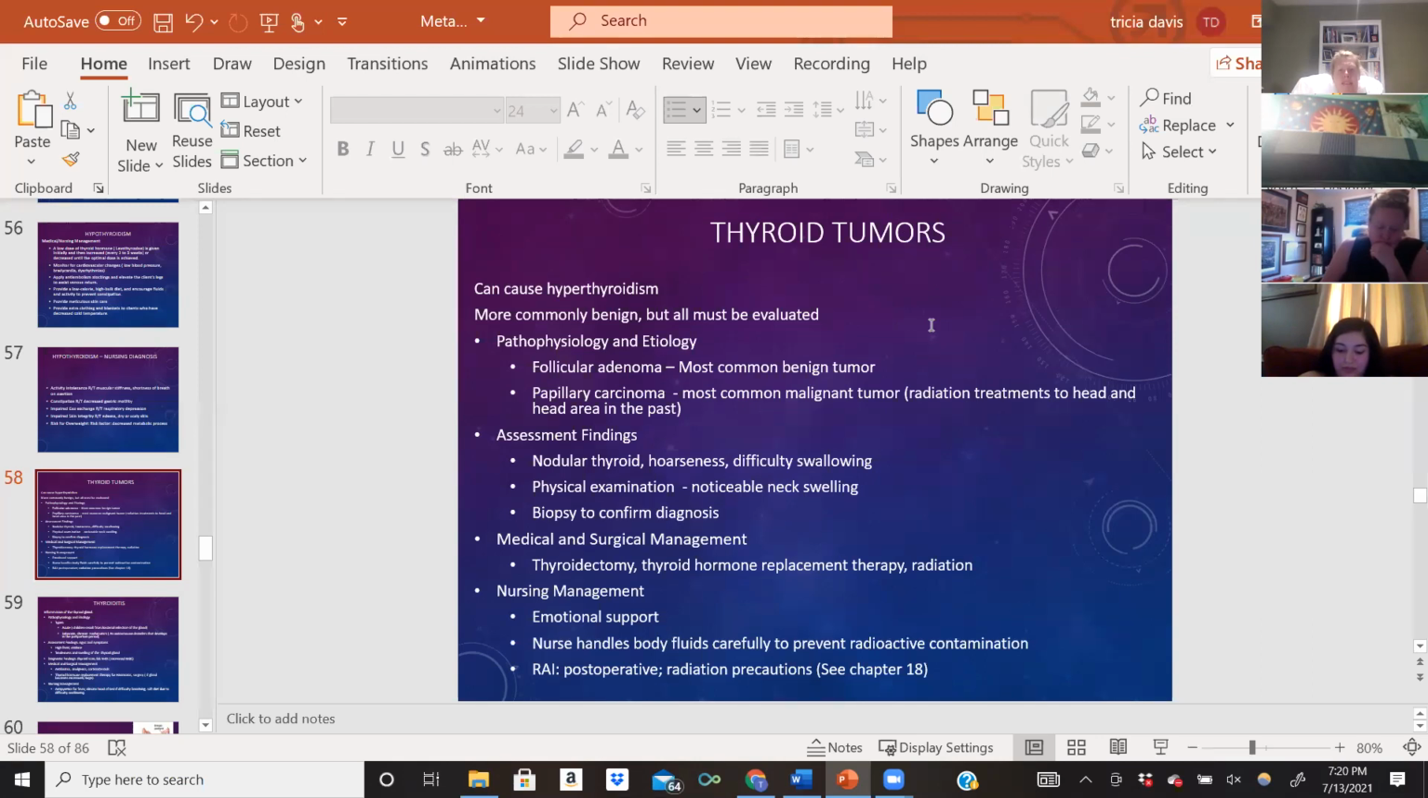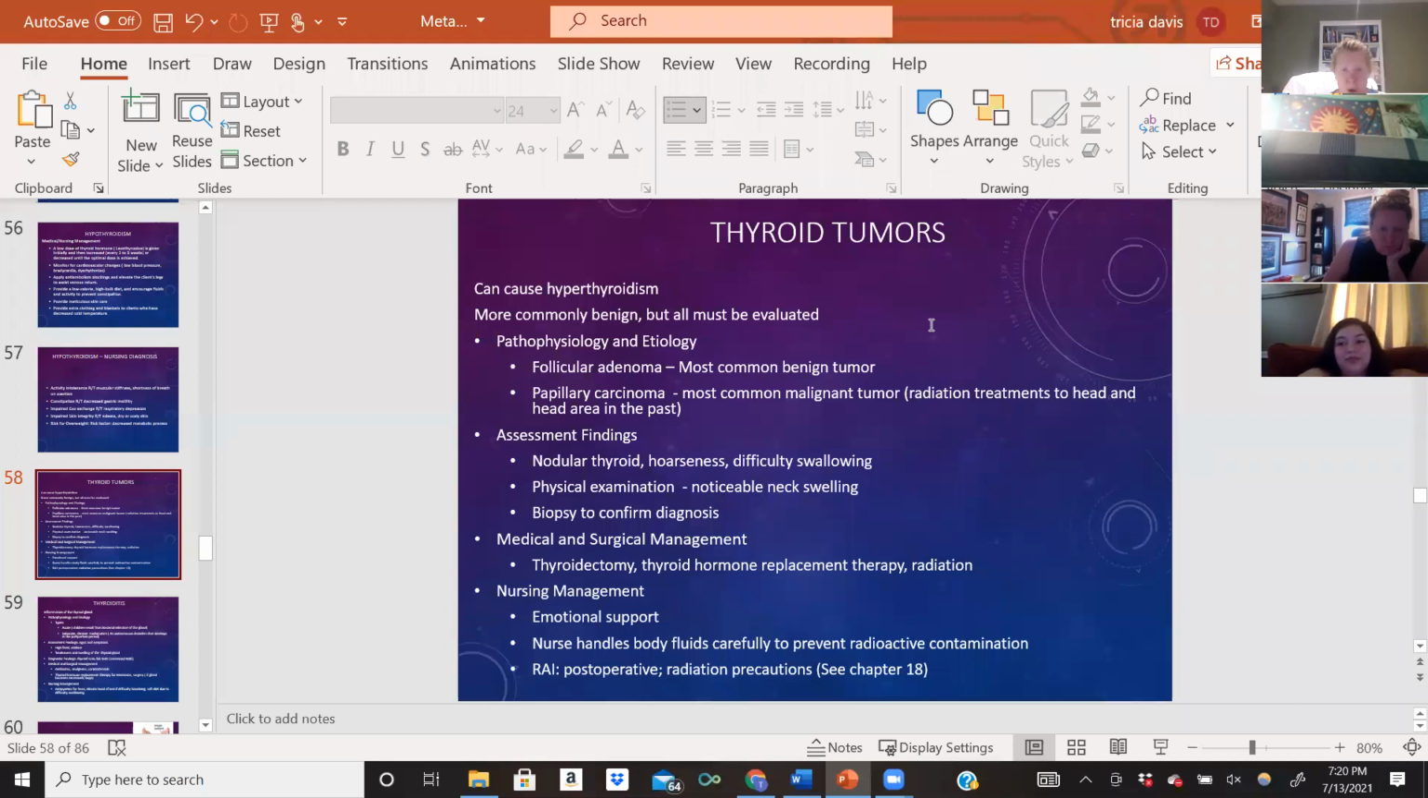So assessment findings, they're going to have a very nodular thyroid. So if you actually palpate it, you're going to be able to feel mostly all those little nodules on the thyroid. Their voice might sound hoarse. They may also report difficulty swallowing. When you're doing your physical examination, you want to make sure you're palpating and then also see if you can visibly notice any neck swelling in that area where the thyroid should be. And then ultimately, depending on the size or how many they have, the doctor may decide to do a biopsy to confirm if they're benign or cancerous.